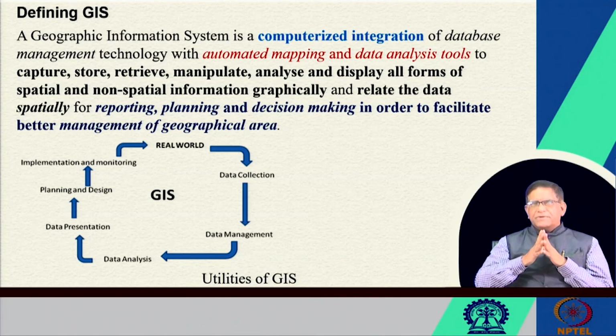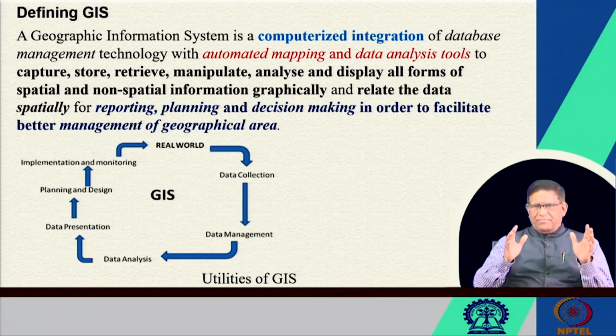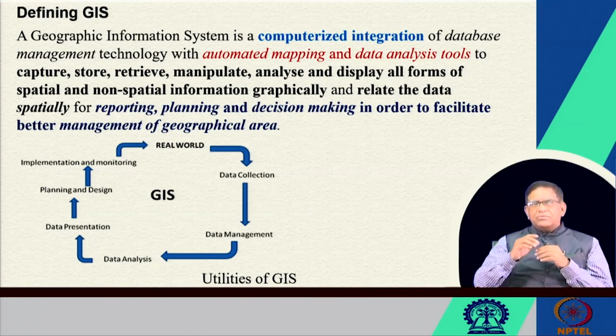A geographic information system is a computerized integration of database management technology with automated mapping and data analysis tools. It was developed to capture, store, retrieve, manipulate, analyze and display all these activities which are done on a database, and display all forms of spatial and non-spatial information graphically. So, you can make a map out of it.